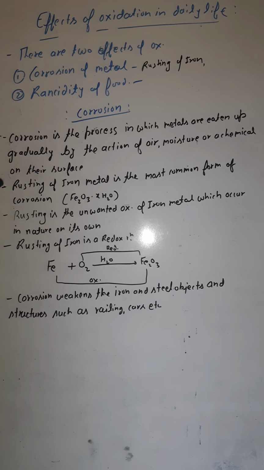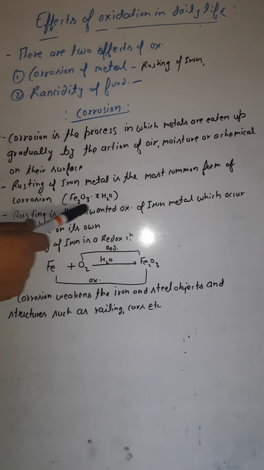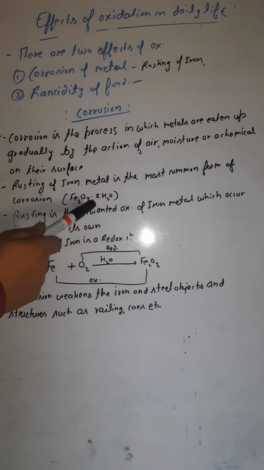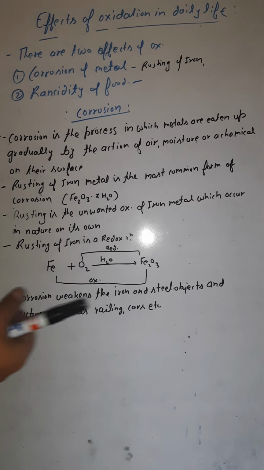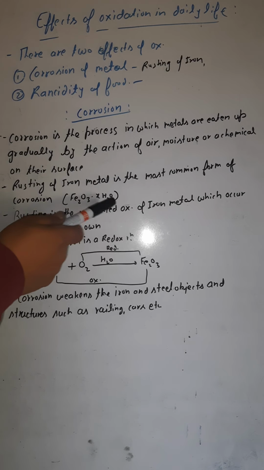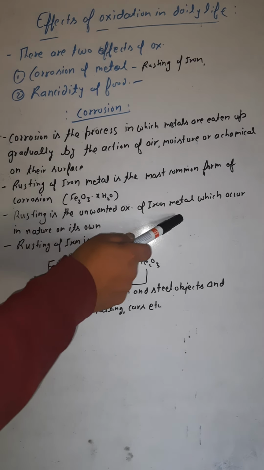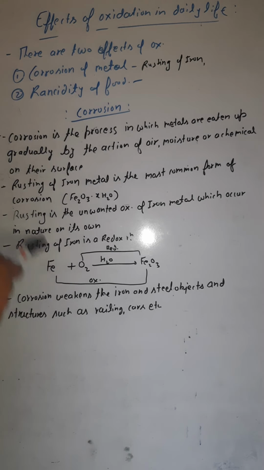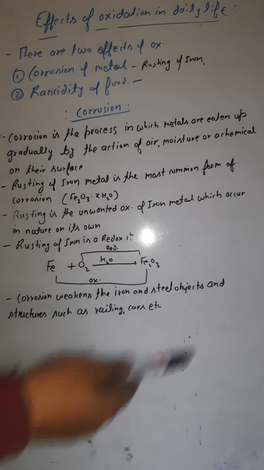The best example of corrosion is rusting. Rusting of iron metal is the most common form of corrosion. The formula of rust is Fe2O3 into xH2O, the brown colored layer over the iron objects. So rusting is the unwanted oxidation of iron metal which occurs in nature on its own. It is an unwanted oxidation, because we do not want the rusting of an iron object.